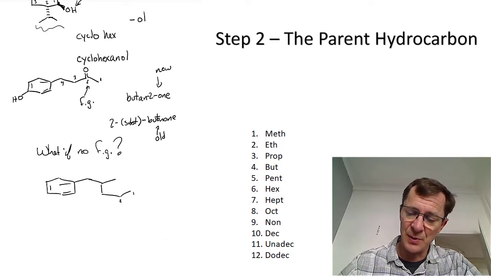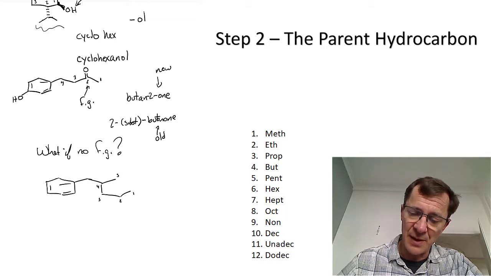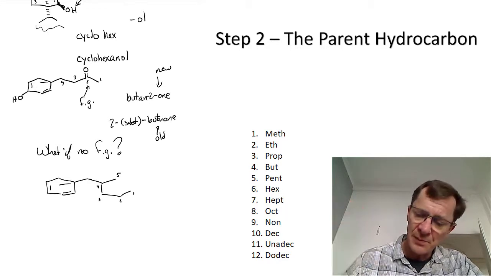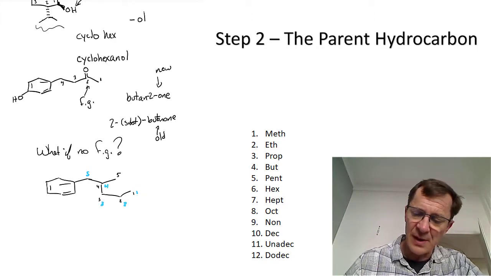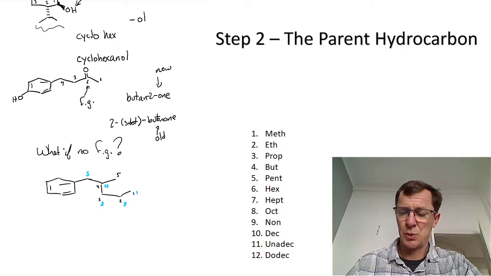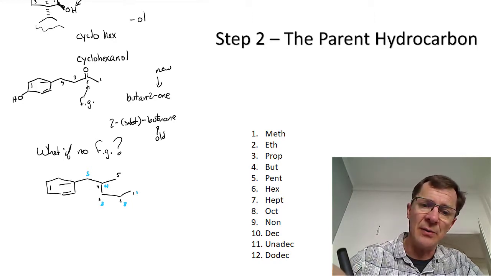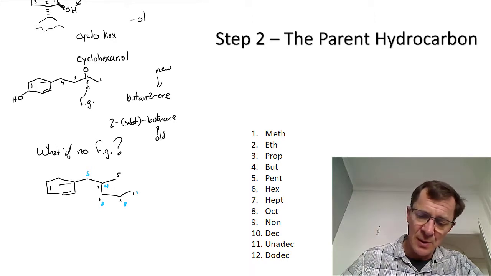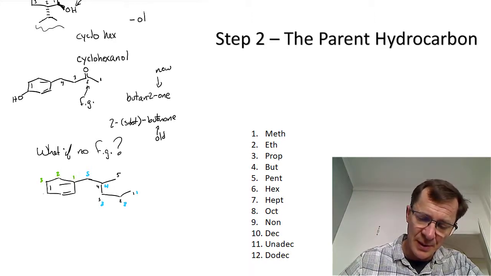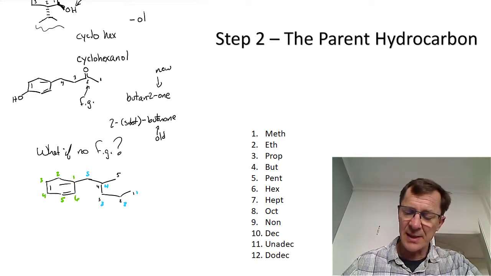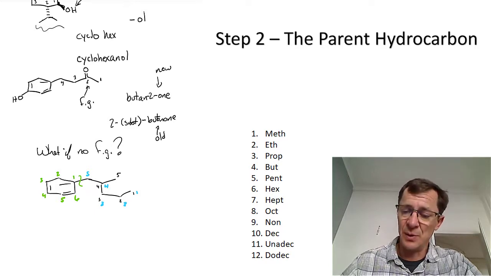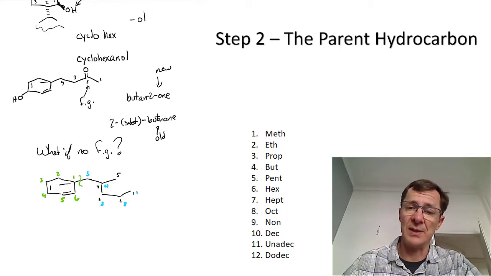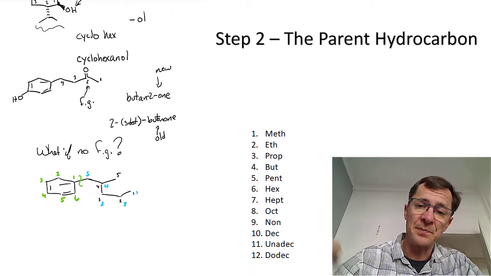We have 1, 2, 3, 4, 5. We have 1, 2, 3, 4, 5. We have, oh, green's a pretty color, 1, 2, 3, 4, 5, 6. I can never cross this magic wall between the ring and the chain, so there's no point even in trying. In this case, I think it's fairly obvious the benzene ring wins.